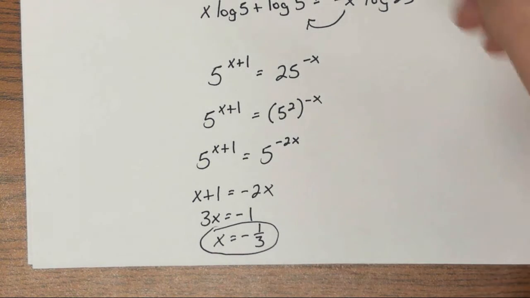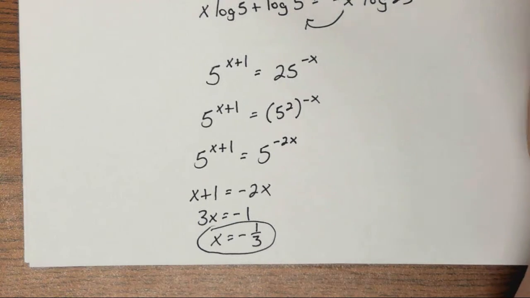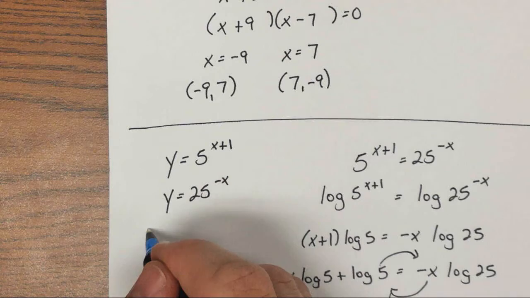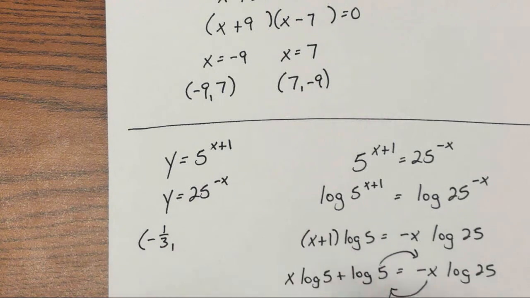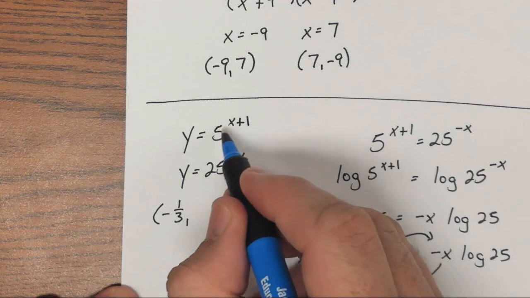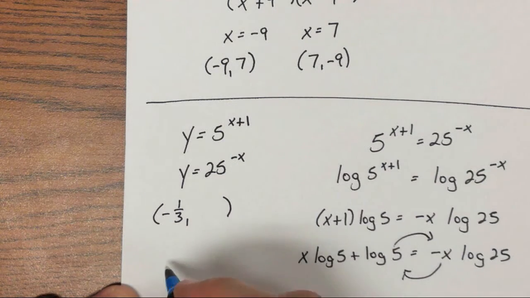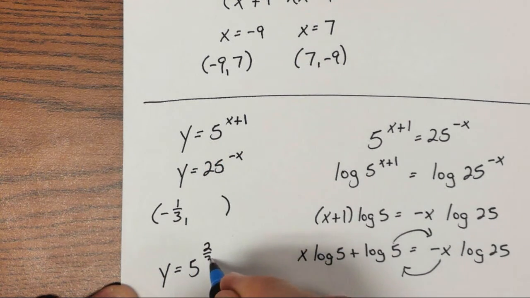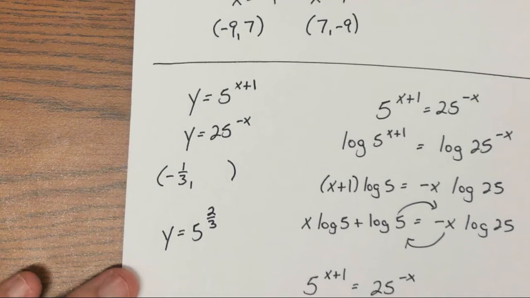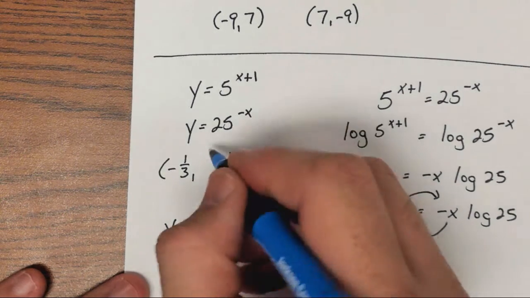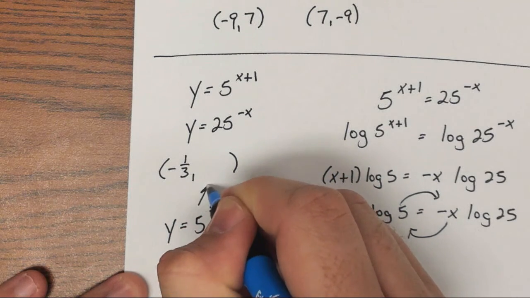You can go back and plug it back in and check it. Well, actually, you have to plug it back in anyway. Your x value is negative 1/3. Your y value, because you're looking for a point, we do 5 to the negative 1/3 plus 1. This would be good review. y equals 5 to the negative 1/3 plus 3/3, which would be the 2/3 power. The top number, we can leave it like that. That's one way to leave your answer.